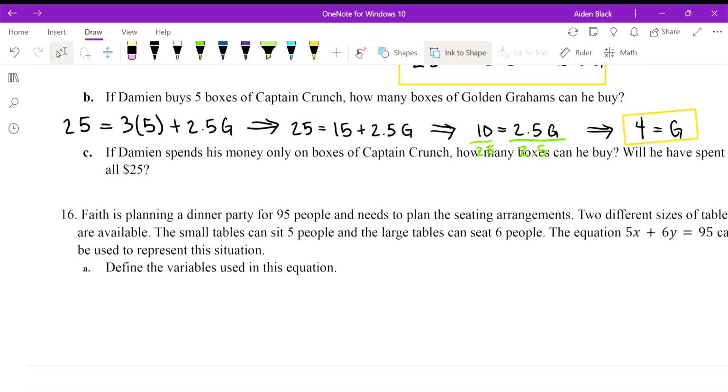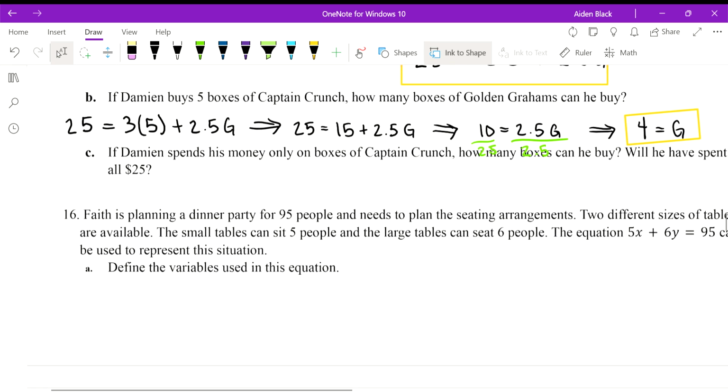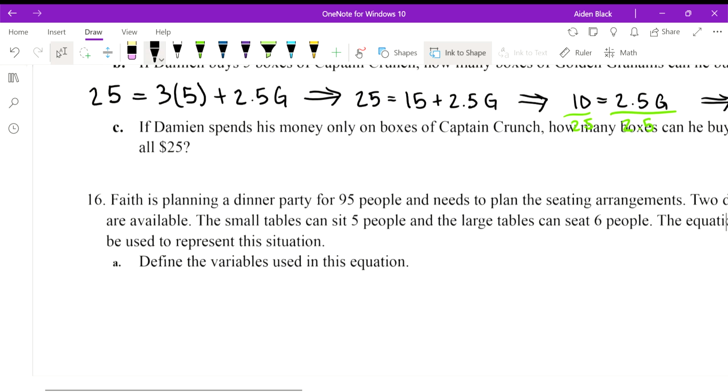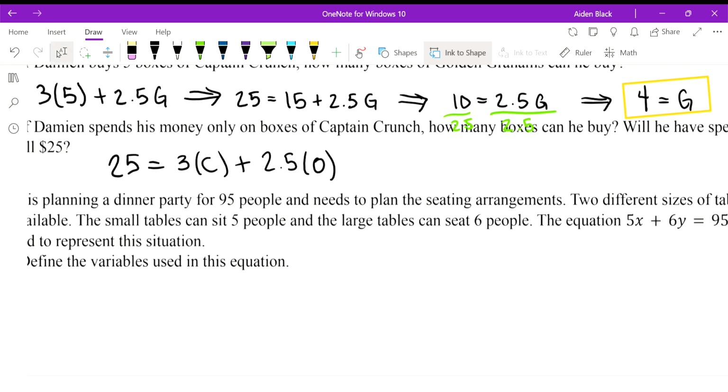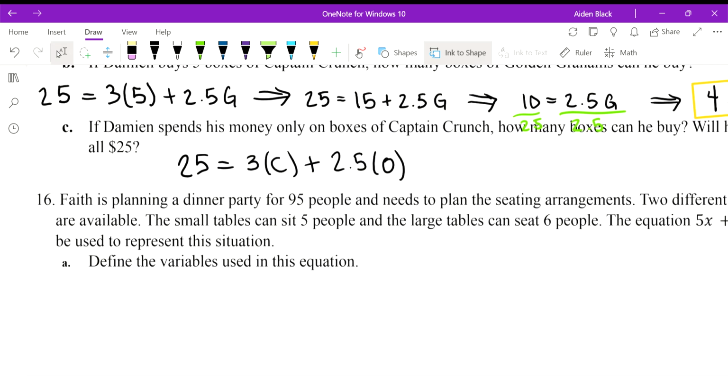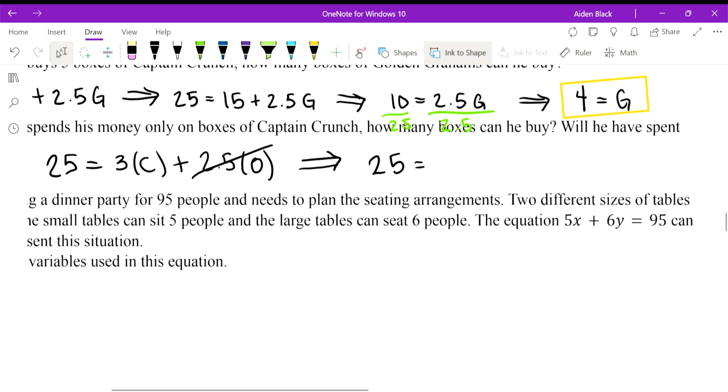Damien spends his money only on boxes of Captain Crunch. How many boxes can he buy? Will he have spent all $25? Well, let's check. 25 is equal to 3 times Captain Crunch plus 2.5 times 0 boxes of Golden Grahams. He is not going to buy any Golden Grahams, just Captain Crunch. So this simplifies. 2.5 times 0 is 0. So we get 25 is equal to 3 times c.